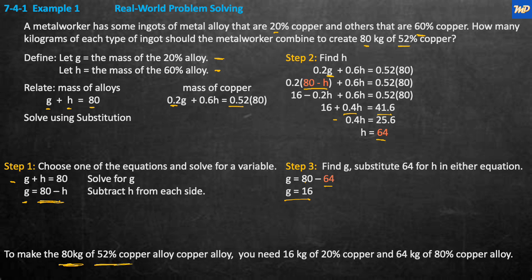alloy, you need 16 kilograms, 16 right here, of the G, and the G was 20%. And you need 64 kilograms of the H, and 64 kilograms is of the 60% alloy. Okay, that'll solve that problem for you.